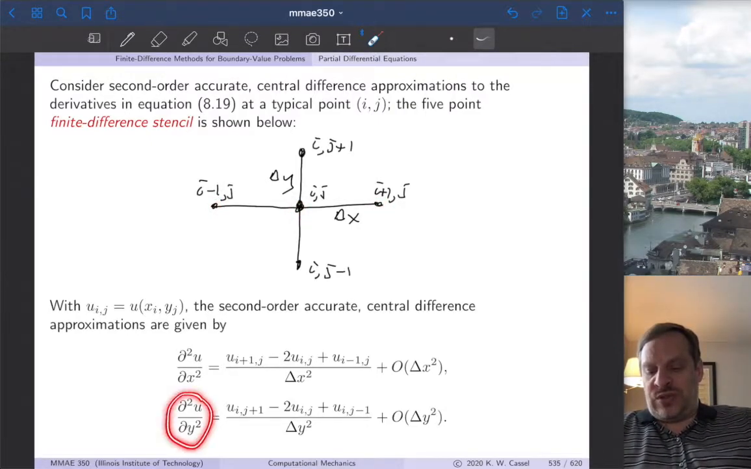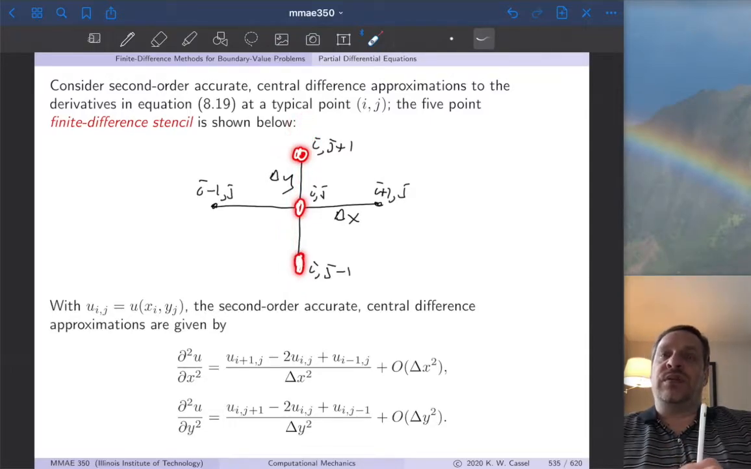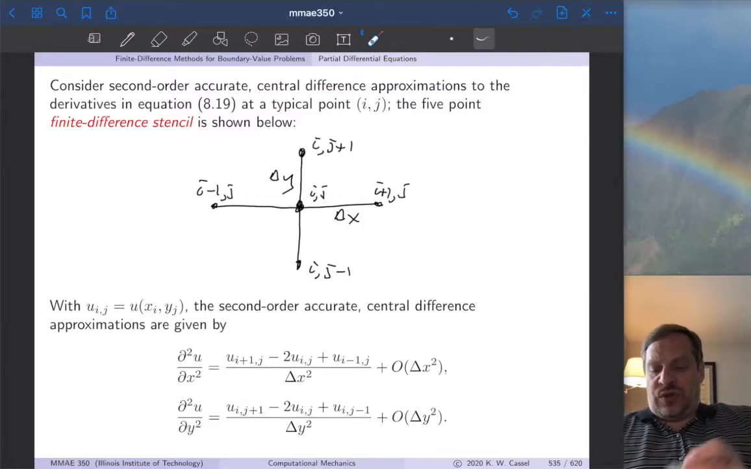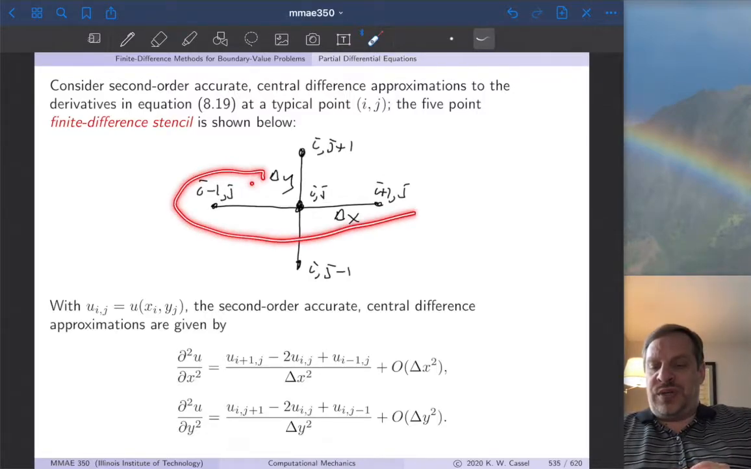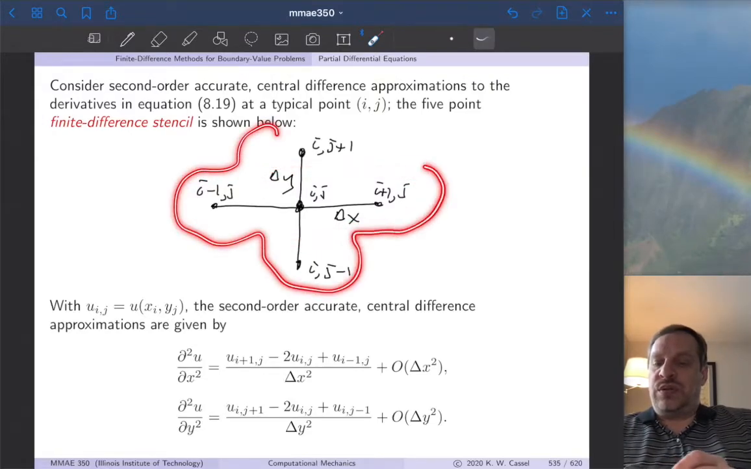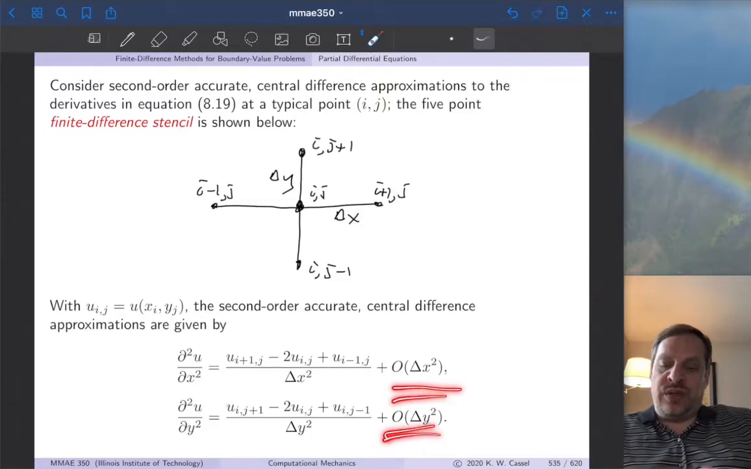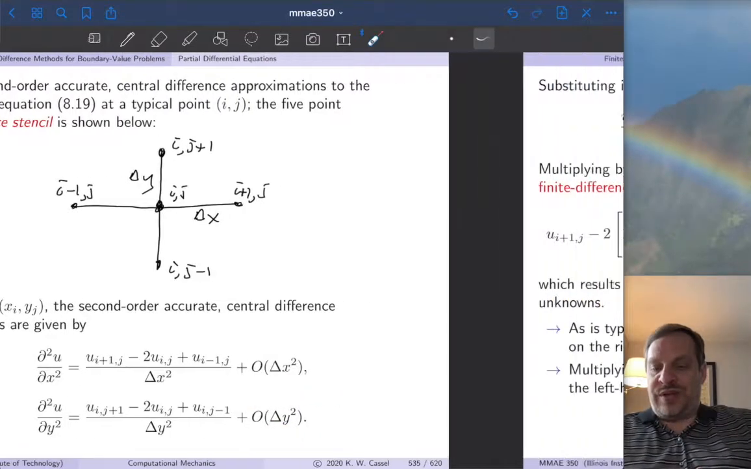Then in the y direction, it looks exactly the same, except now we switch the i's and the j's. So now the i's are all the same, and the j's are j plus 1, j, and j minus 1. So now the y direction, which is the vertical direction, is these 3 points right here. Okay? So the equivalent finite difference stencil in 1D would just be these 3 points. Now in 2D, it includes the y direction, so it involves these 2 points as well. All right, and just as a reminder, of course, these are second-order accurate approximations.